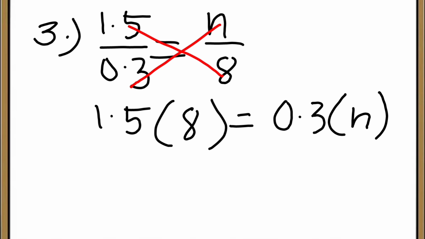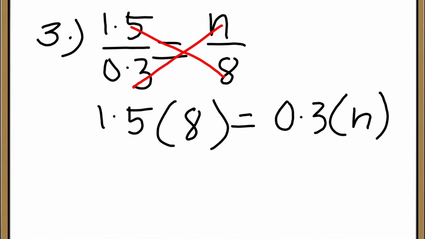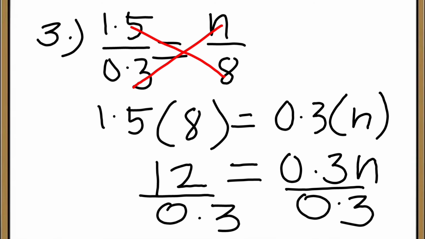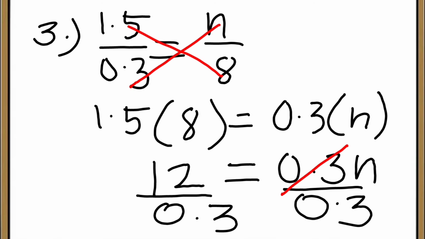Balik na tayo dun sa ating given, sa ating sinosolve kanina. So we have 1 and 5 tenths times 8 equals 3 tenths times n. So our answer in 1 and 5 tenths times 8 is equal to 12 equals 3 tenths times n, or 0.3n. So we are looking for the value of n, so i-divide natin to sa 3 tenths. Dahil nag-divide tayo dyan ng 3 tenths, mag-divide din tayo dito ng 3 tenths. 3 tenths divided by 3 tenths, so cancel na yan, n na lang yung matitira.